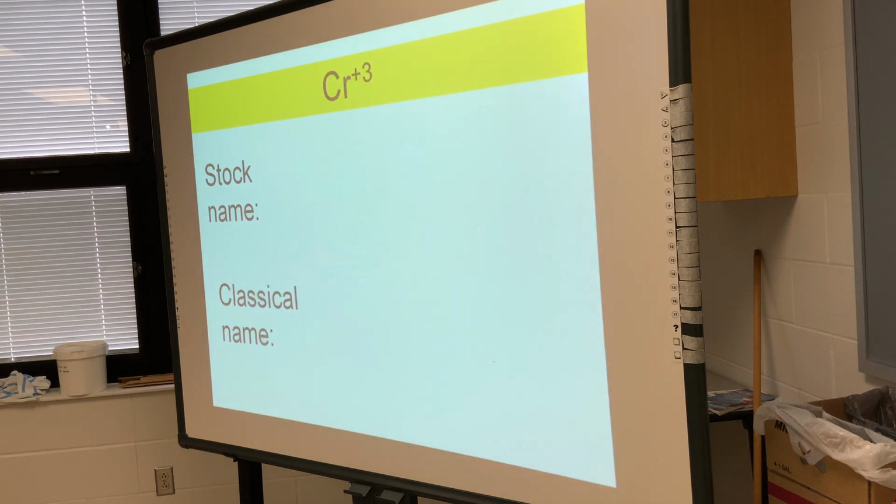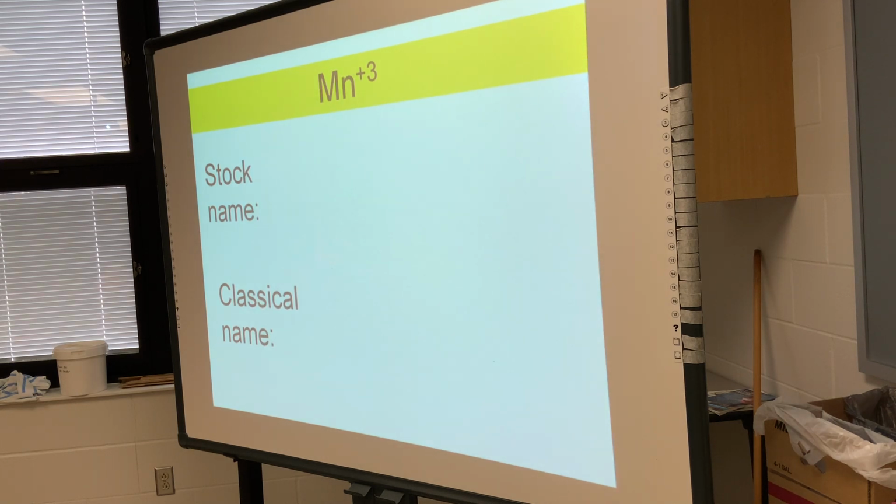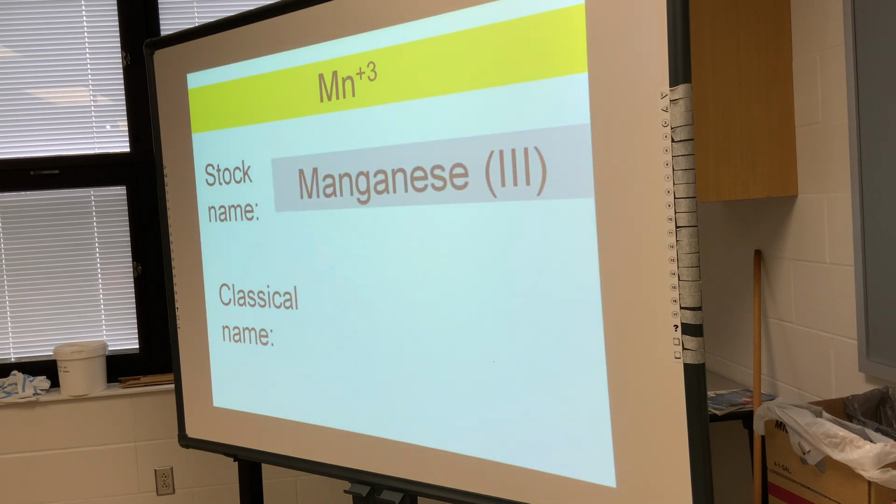What are the two charges for chromium? 2 and 3. This is the higher of the charges, so this is chromic, chromium 3. Alright, two charges for manganese: 2 and 3. This is the higher one, so this is manganic, manganese 3.